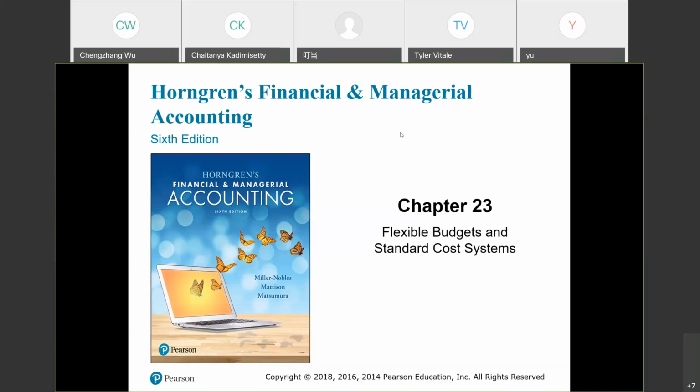Today, we're going to start a new chapter, chapter 23, that is flexible budgets and standard cost system. In the previous chapter, we learned about the master budget, that is the static budget. You remember the purpose of preparing a budget is to make comparison between actual performance and the budgeted performance. So in this chapter, we will learn how to make this comparison, how to make analysis of the difference between our budgeted performance and the actual performance.